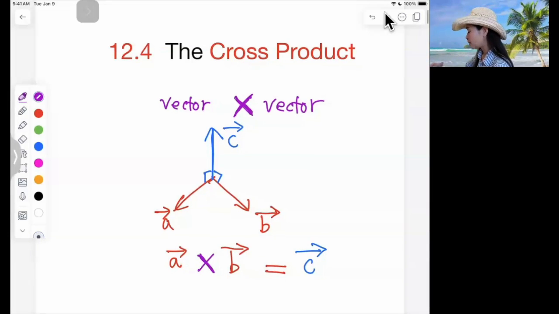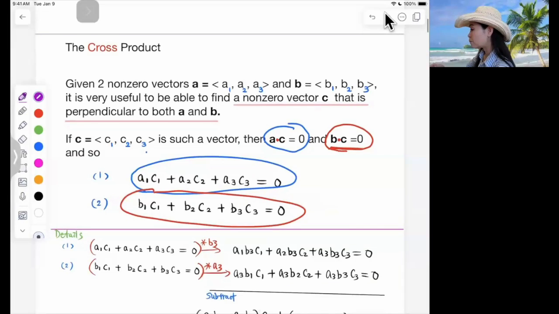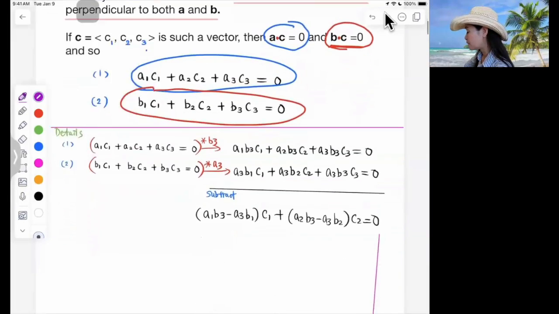Now how do we do that? You remember that when two vectors are orthogonal, the dot product equals 0. So A dot C will be 0, which gives you this equation. And B dot C will also be equal to 0, which gives you this equation. Now you have two equations, and you need to solve for C1, C2, C3, because we're looking for the vector C. I did all the algebra and solved these two equations for C1, C2, C3.